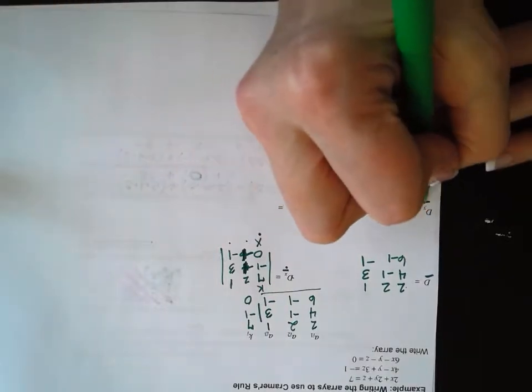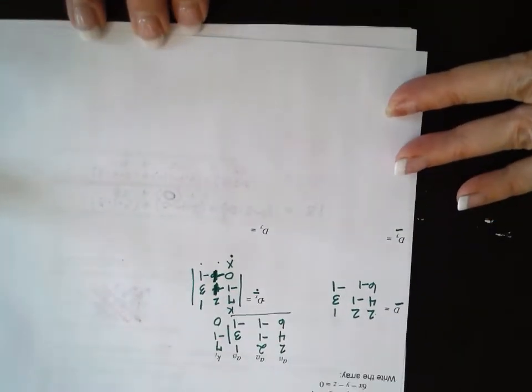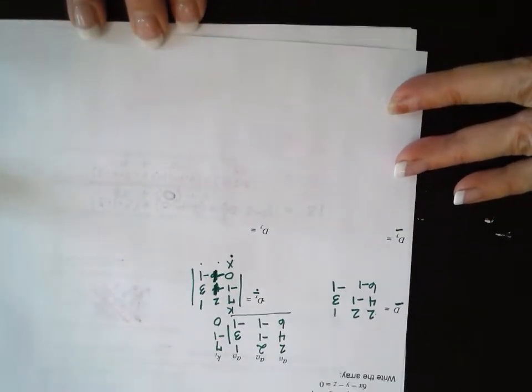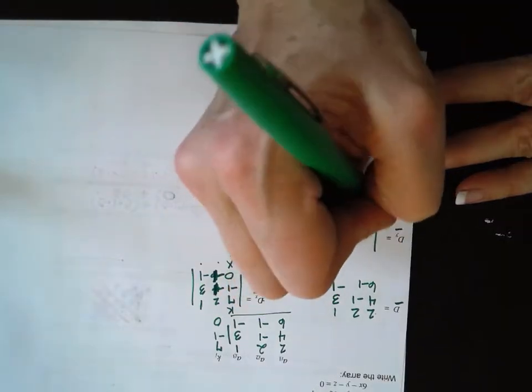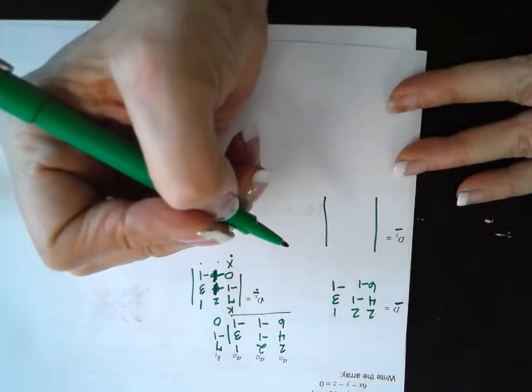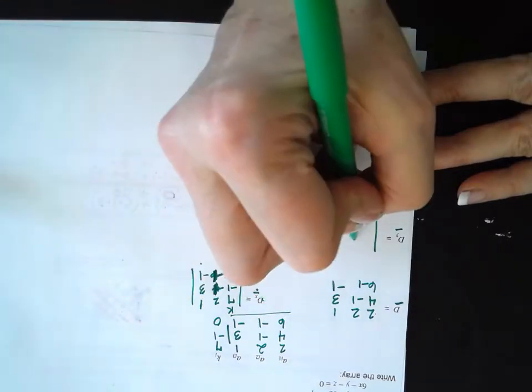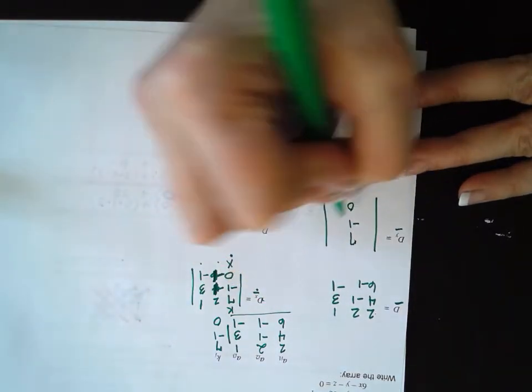Okay. All right. So the D of Y. What am I going to do? Replace my Y row with K, and everything else stays the same.